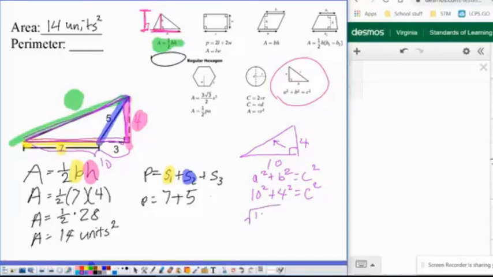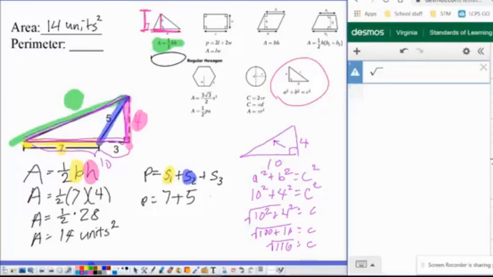So after that, when I'm trying to find c squared, I take the square root of both sides, so I could just get c rather than c squared. 10 squared is 100, and 4 squared is 16. So the square root of 116 is what c is equal to. Now, the square root of 116, it's an irregular number, and I'm just going to round that later, but I'm just going to say that side 3 is the square root of 116.